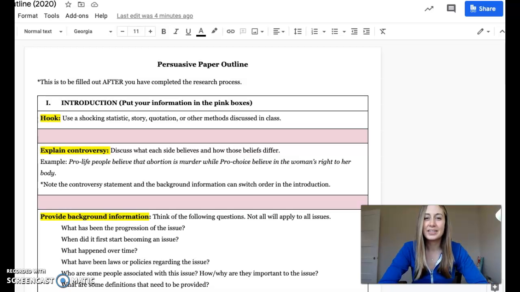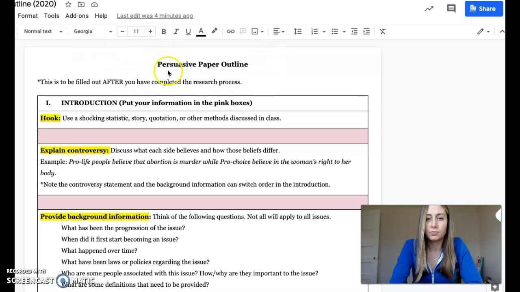Hi friends! This video is going to explain your persuasive paper outline, but just so you know, the outline for the paper and the outline for the speech are basically the exact same. The only difference really is that you are switching sides of your topic between the two. So this outline is what you'll use for both the paper and the speech.